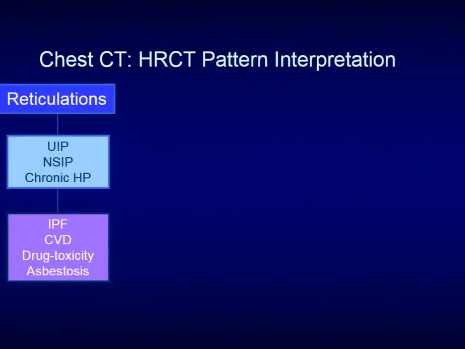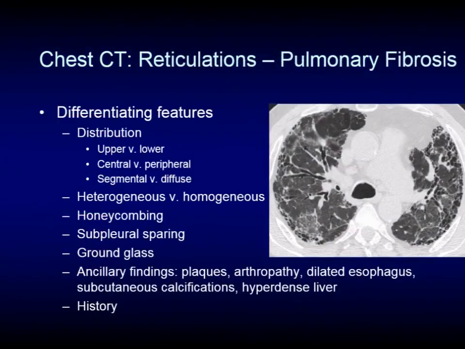Okay, so obviously we're in the first gamut, which is reticulations. And again, we briefly mentioned UIP, NSIP, chronic HP, and the clinical entities that this may represent: IPF, collagen vascular disease, drug toxicity, or in some cases asbestosis, or diseases that might give you reticulations. When dealing with reticulations, it's important to look at the differentiating features. You'd like to know what the distribution of those reticulations is. Is it upper versus lower, central versus peripheral, segmental versus diffuse? Is the pattern you're seeing a heterogeneous pattern?